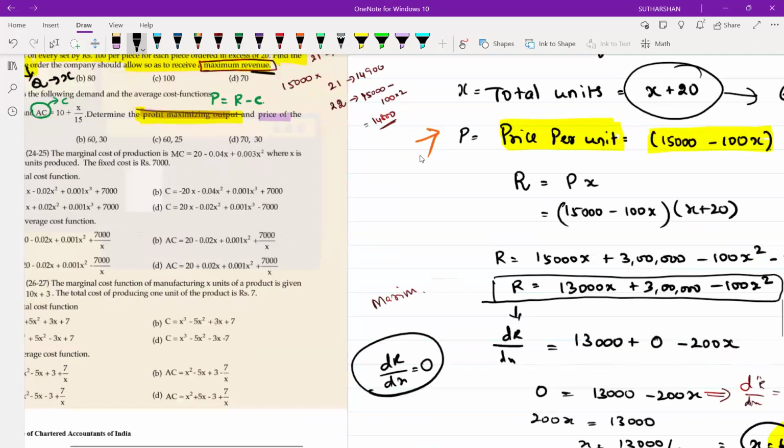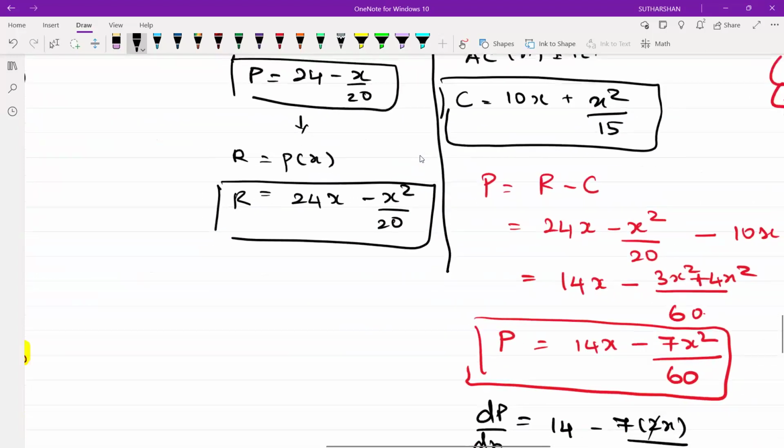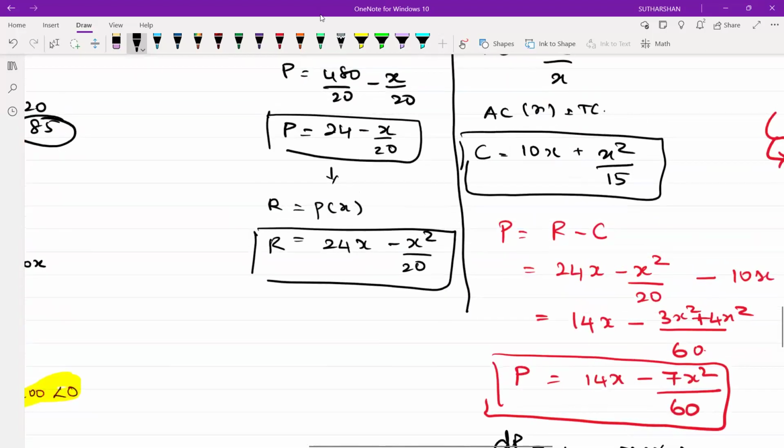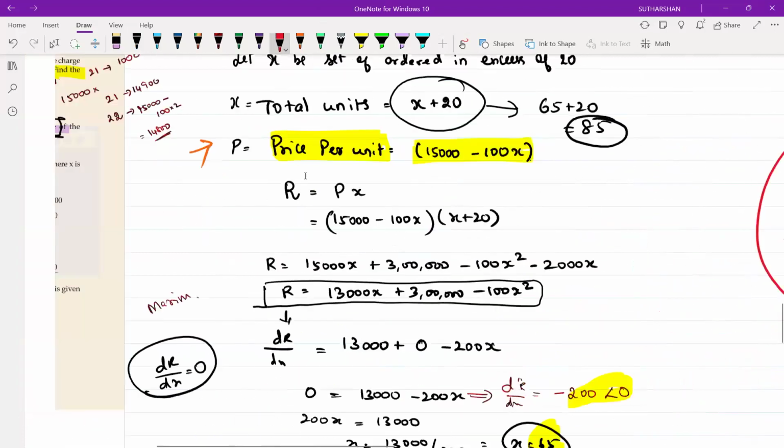But the point is, they have given option B is also 60. Option C is also 60. What we can do for that matter, the profit we have fixed, that is 60. For that matter, we need to find out the price. Where is the price function? This is the price function, right? Here in this price function, I will substitute x is equal to 60. It will become p is equal to 24 minus 60 by 20. Price is equal to 24 minus 3. Yes, sir. P is equal to 21. The price is 21.